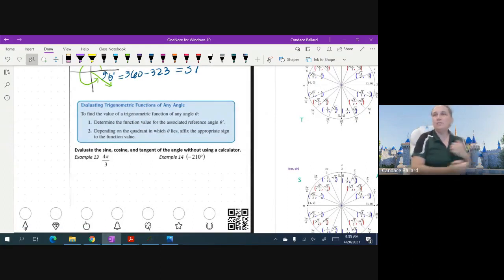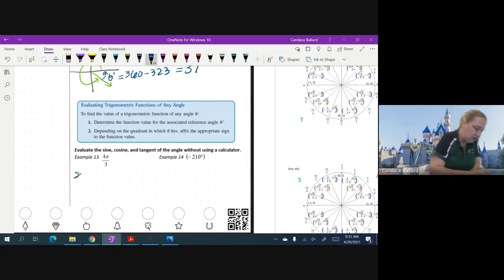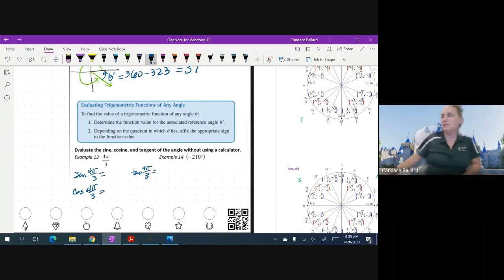All right, so we're going to evaluate the sine, cosine, and tangent without using a calculator. So that means no decimals, okay? So you shouldn't be using a calculator. But they want me to find the sine, the cosine, and the tangent of each one of these. So sine of 4 pi over 3, cosine of 4 pi over 3, and tangent of 4 pi over 3. Okay, who's our best friend in answering these questions? What should I be using?